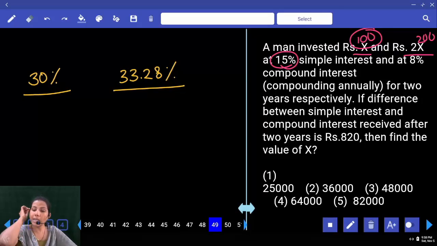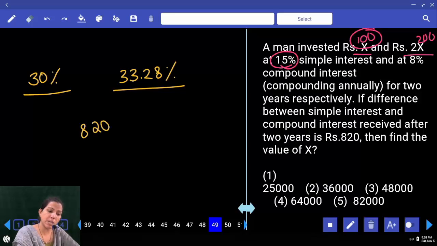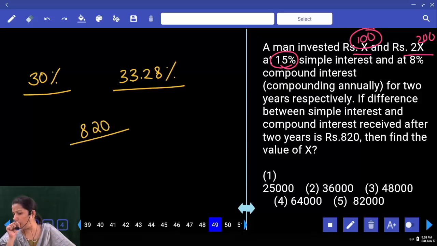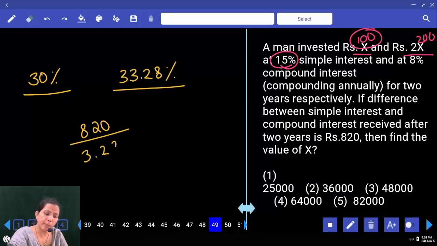Okay, so what is 820 in the question? The difference between the simple interest and compound interest received after 2 years is 820. 820 is the difference. Difference means how much percentage? 3.28 percentage. And the question is, what is the value of x? We assume already one value of x is equal to 100. Value of x is 100.